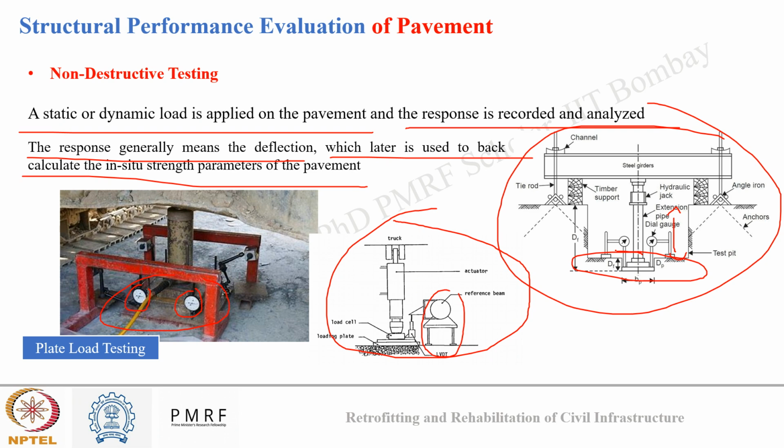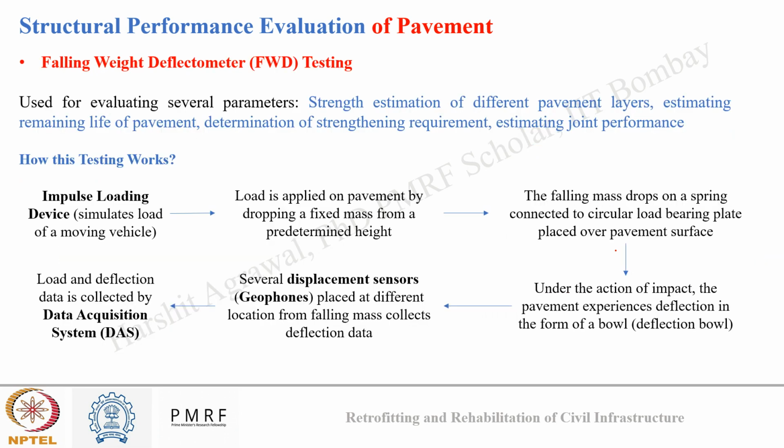The second and the most commonly used NDT is falling weight deflectometer testing. This is used to evaluate several parameters like strength, estimation of different layers, estimating remaining life of pavement, determining strengthening requirement, and estimating joint performance. How does this testing work?